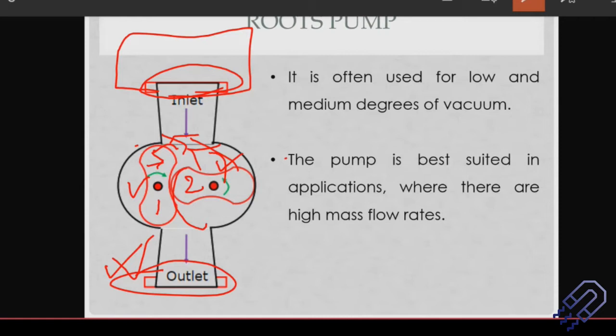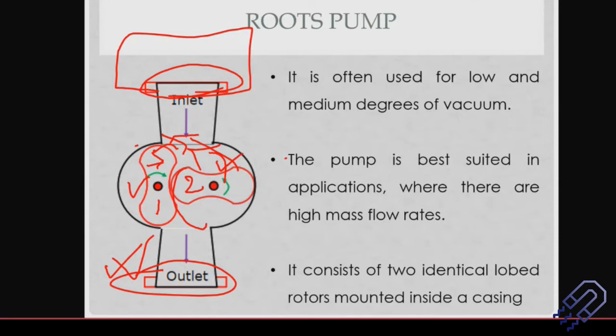Okay, so that's important. It consists of two identical lobed rotors moving inside a casing. So this entire part is the casing, and it has got two lobed rotors. Rotors means they are rotating, right? In general you can say this is also a stator rotor arrangement. You have the two lobes, one and two, which are nothing but the rotors, and you have got the stator, that means the casing, around which it is moving.